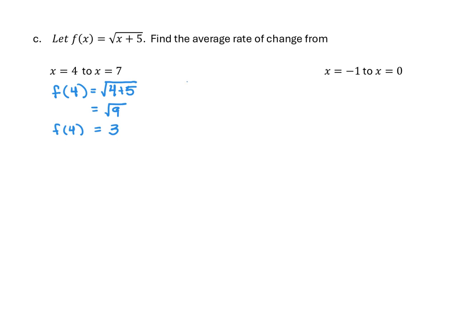If we plug in 7, we get the square root of 7 plus 5. This is the square root of 12. And so we get f of 7 equals the square root of 12. Now, that's probably not going to help us when we want to find average rate of change. So let's go ahead and approximate this.